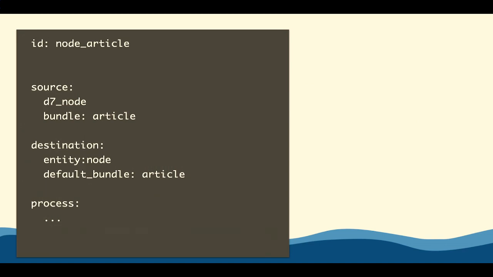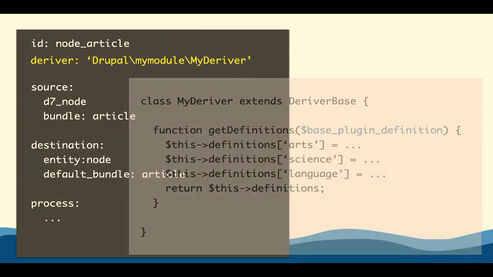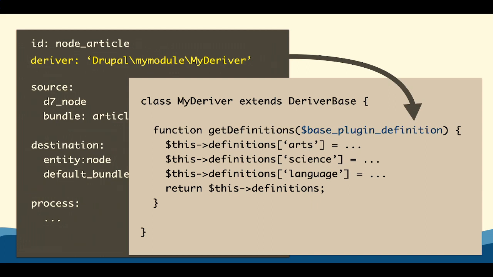So we're going to take a typical YAML file, the definition of a migration. Then we add in an extra line to say that this definition uses a deriver. Now what happens is that the YAML file becomes the definition of a base plugin, and it's up to the deriver to take this base definition and return lots of copies. And the deriver looks something like this. It's got this getDefinitions function. It gets passed in the base plugin definition, which is the YAML we were just looking at. In this instance, it's returning three migrations. It's creating one called arts, one called science, and one called language.